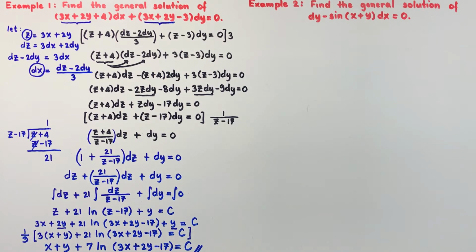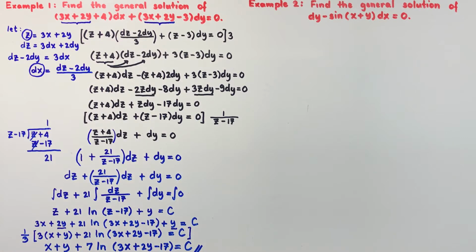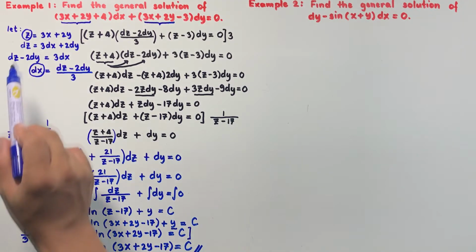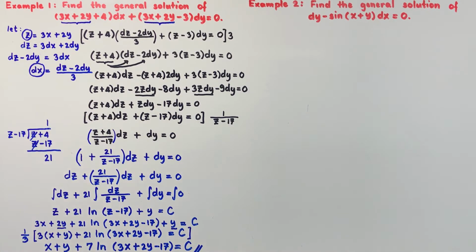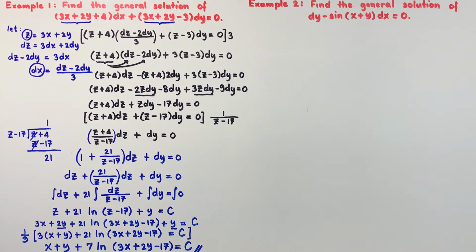So as you go back to your solution, the equation itself suggests that we need to represent this binomial that appears twice in the equation by some variable z here to simplify the differential equation in finding the solution. Now let's proceed to our example number 2. Find the general solution for this differential equation.